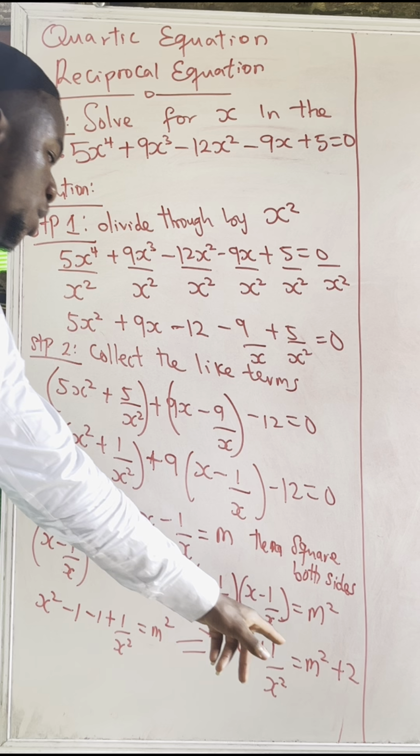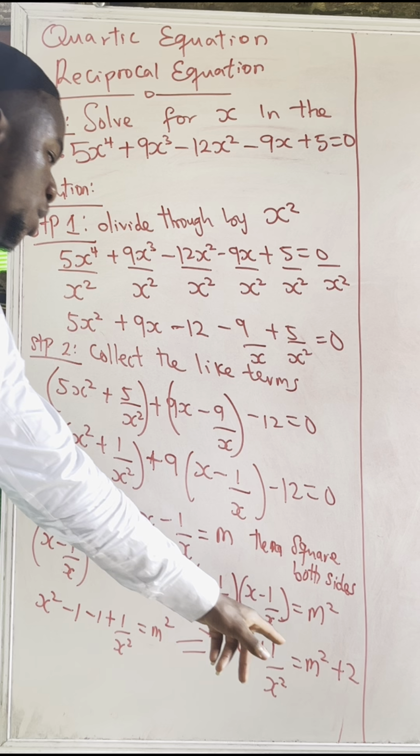Once you let this x minus 1 over x equals m, then square both sides. So I'm going to square both sides. This expression returns to x minus 1 over x all squared is equals to m squared. So the squaring of this will then be rewritten as x minus 1 over x times x minus 1 over x is equals to m squared.